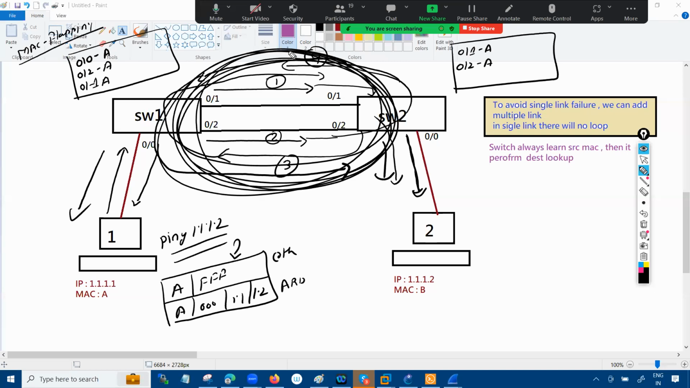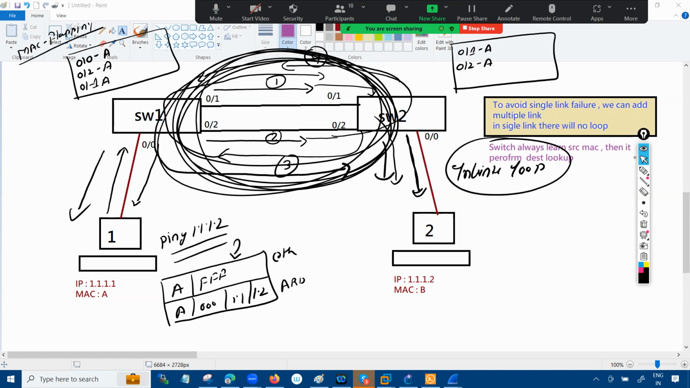So right now the loop is there. Right now the loop is there, right? And this loop is an infinite loop. Why am I saying it's an infinite loop? Because there is no TTL.